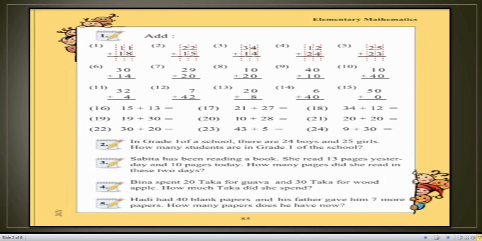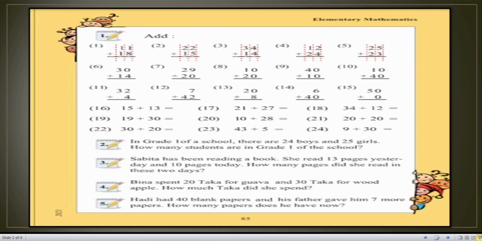And next, if we see question number 20, we can see that 10 plus 28. So in our right hand side, 0 plus 8 is equal 8, and then 2 plus 1 is equal 3. So the answer of question number 20 will be 38. And then if we see question number 21, we can see that 20 plus 20, it is also easy, that 0 plus 0 is equal 0, and then 2 plus 2 is equal 4. So the answer of question number 21 will be 40.